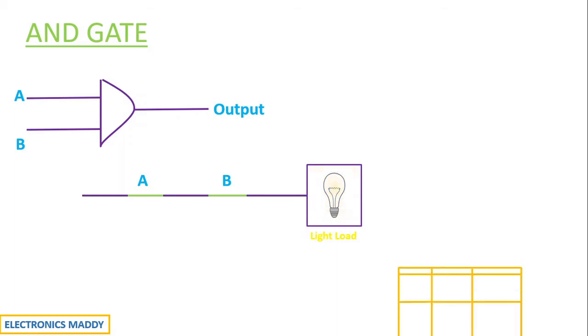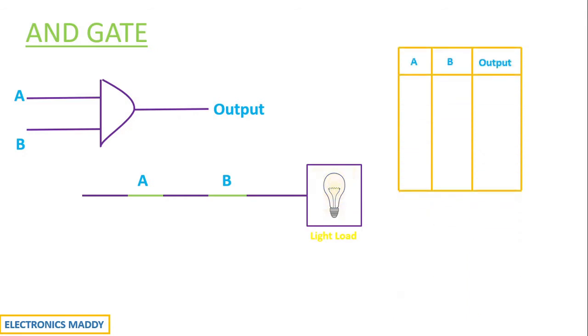So how do we arrive at the truth table for these conditions? When both inputs A and B are 0, consequently the output will be 0 because the light does not glow. And if any of the inputs is 0, consequently the output will be equal to 0. Only when A and B are both equal to 1, the output will be high because the light load glows. So this is very simple to understand how an AND gate operates.